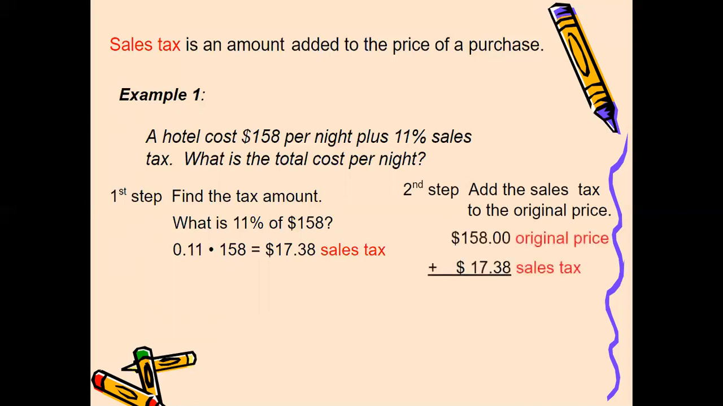So if you noted, the original price was $158. I'm going to add my 2 zeros as placeholders at the end after the decimal. And then I'm going to add that $17.38. And that's going to give me a total of $175.38. So that is the after-tax price of this hotel room.